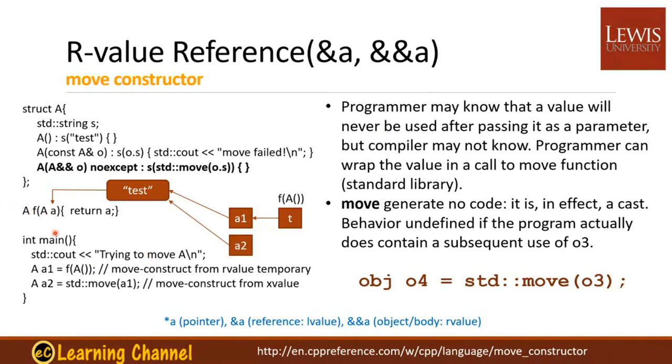And then when we pass into this function, we actually create a move constructor that assigns test to object A with string test to A2. And then we remove the A1. So that's what we call move constructors.